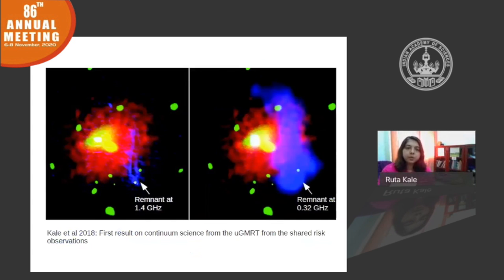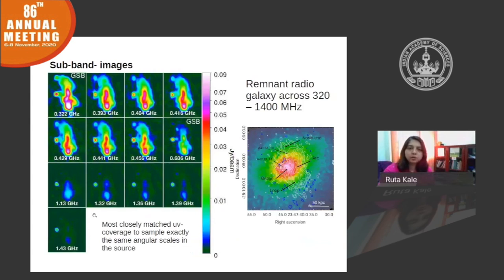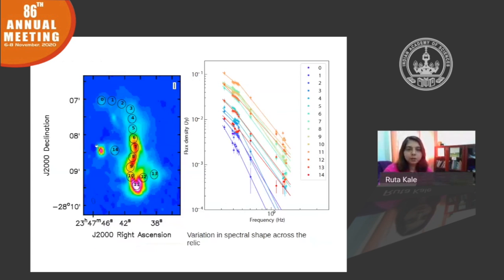On the left, you see the remnant radio galaxy in blue, which was known earlier, and with the new observations, we could map a much more aged and extended emission around this galaxy, which was missed earlier and also not modeled. Thanks to the uGMRT broadband observations, we could map the spectrum in great detail, and we could in fact map the curvature in the spectrum across its extent, as shown here in the circular regions and the corresponding spectra.